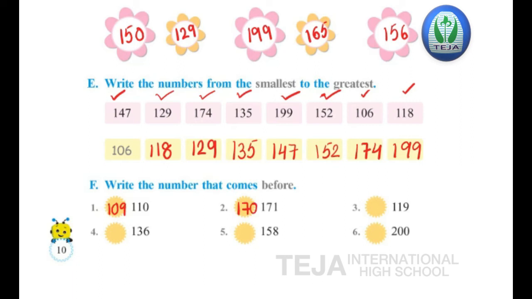170. So which number will come before 119, children? The before number is 118. Next, which number will come before 136? Come on, guess the answer, children. Already you have learnt all these in your previous class, that is first class. The before number of 136 is 135. Next, fifth one. Which number comes before 158? The number 157. Next, before 200, which number do you write, children? We write 199. Okay.